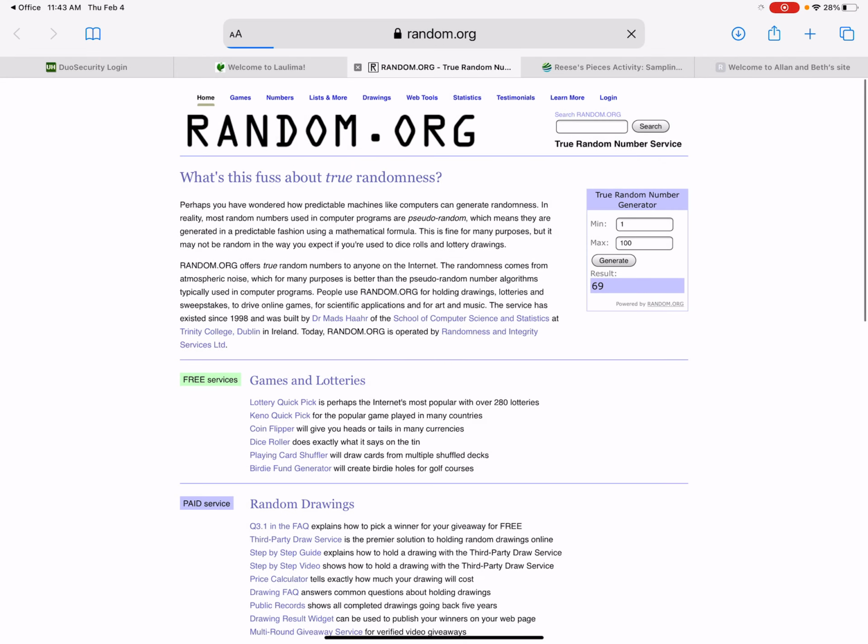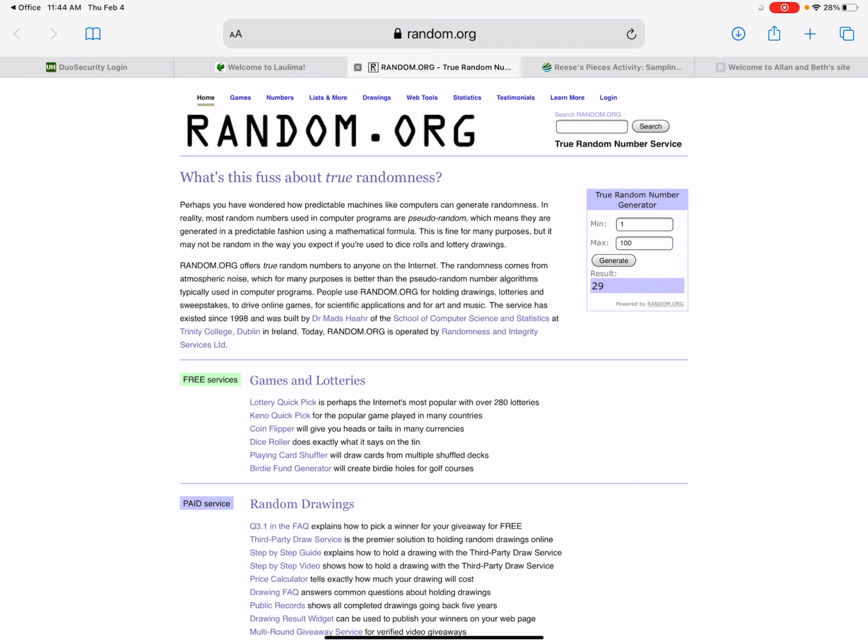And here's a site called random.org. It's appropriately named, where you can use this random number generator you see on the left hand of the screen. You can set your minimum and maximum of people in your sample. So I've got 100 people in my sample, so I want from 1 to 100. I can generate a random number.